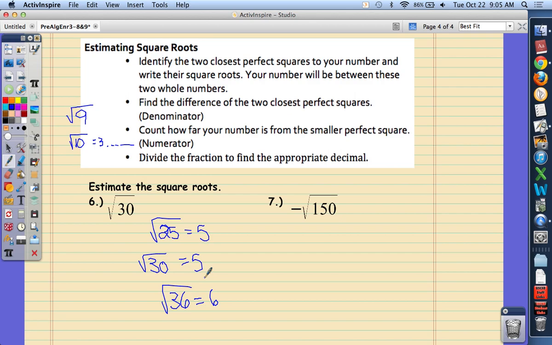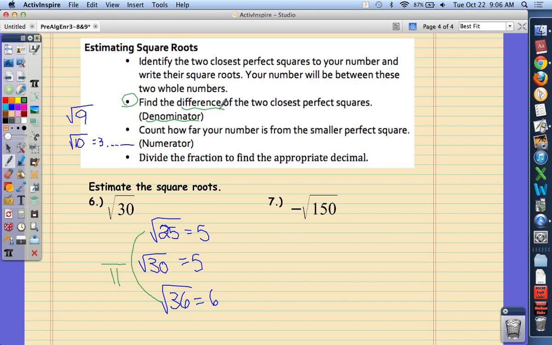Then you're going to find the difference. So I'm on the second step. Find the difference between the two closest perfect squares, and that's going to be your denominator. So you're going to make a little fraction here. The difference between these two closest perfect squares is what? How far apart are they from each other? Well, 36 minus 25 is 11. That becomes your denominator.